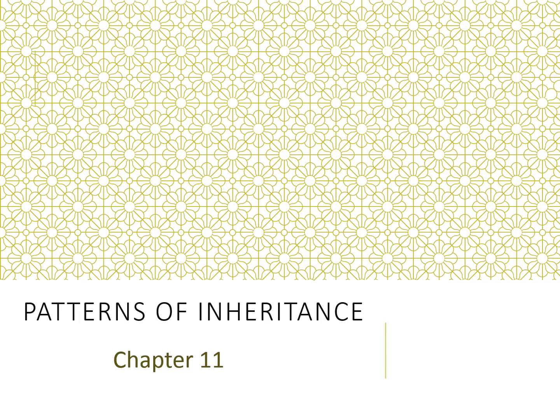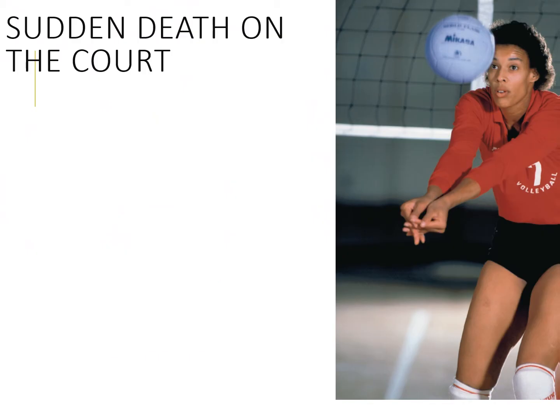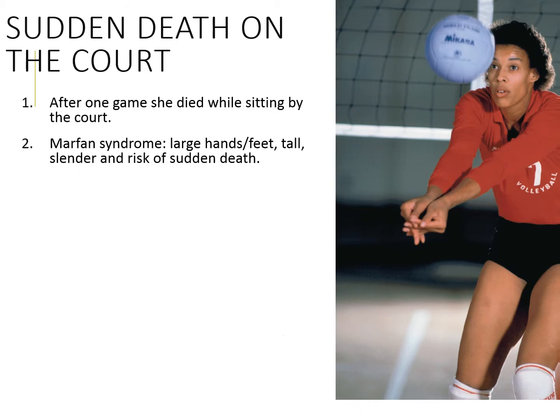Patterns of Inheritance, Chapter 11. Sudden death on the court. This is about an athlete who, just after a game, was sitting on the sidelines and all of a sudden died. So after one game, she died while sitting next to the court.